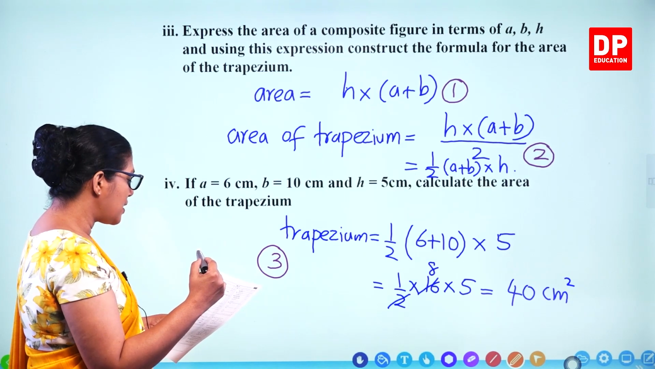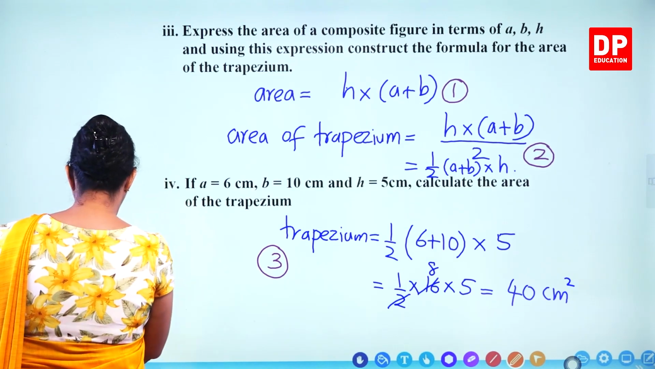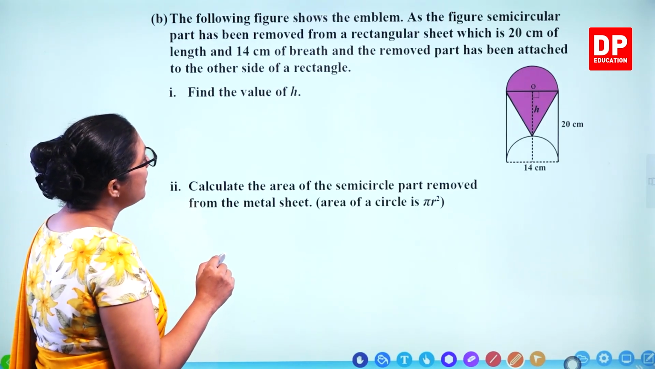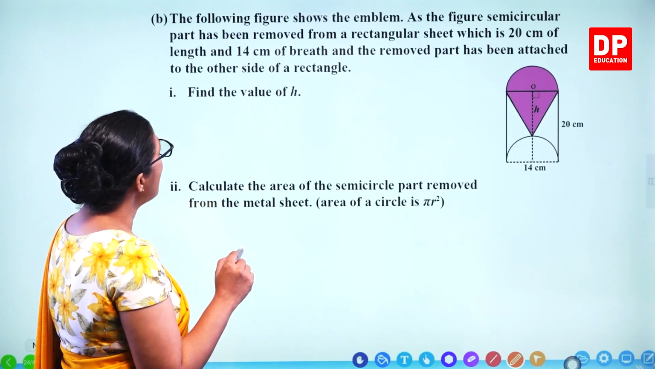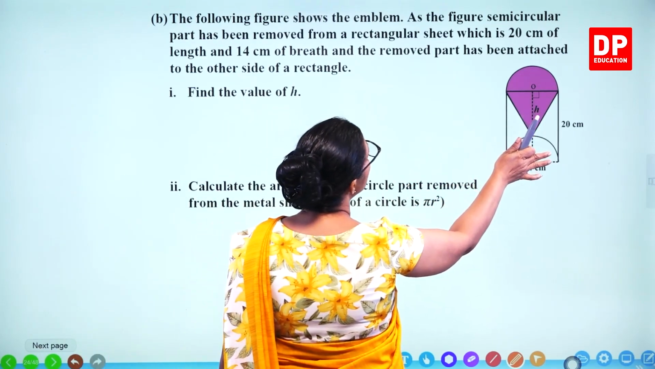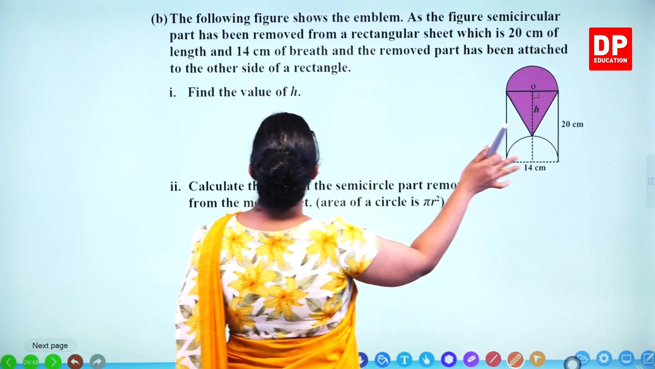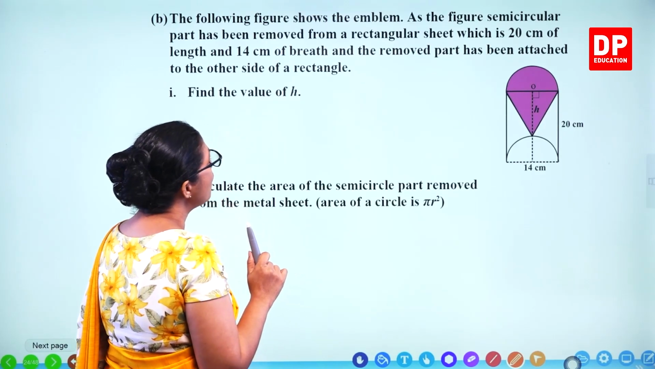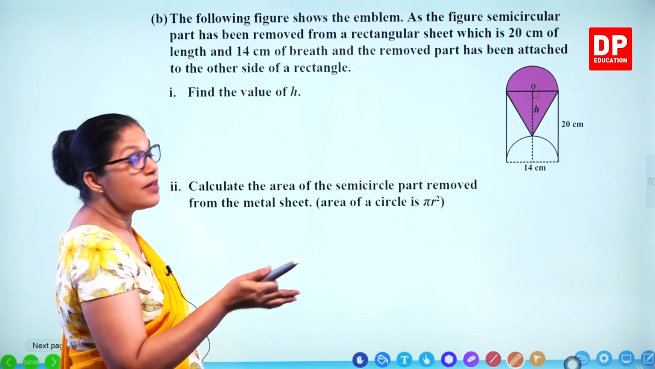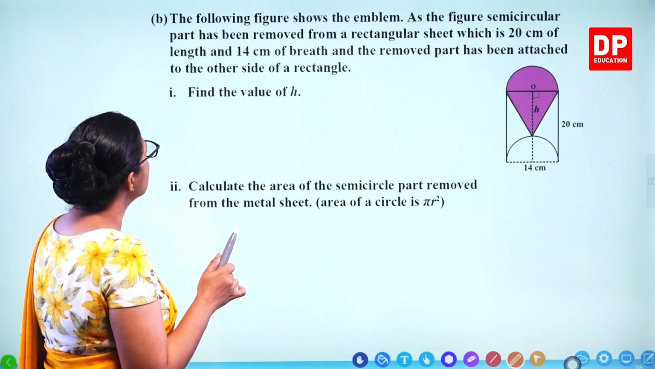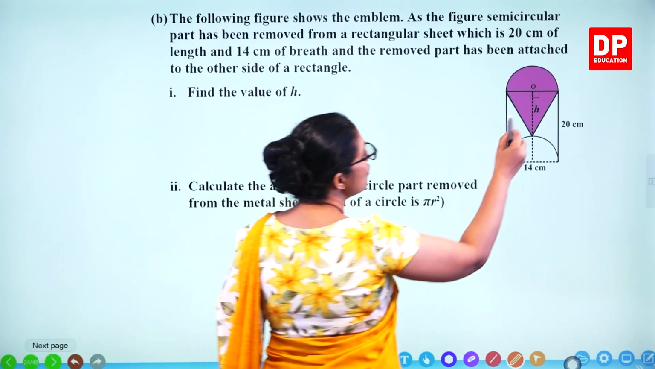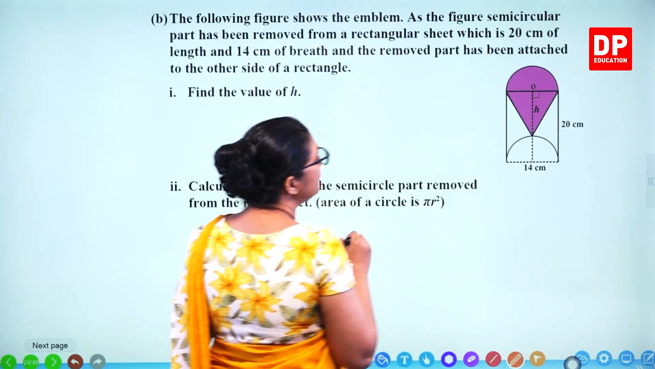Let's do part B. The following figure shows the emblem as the figure. A semicircular part has been removed from a rectangular sheet which is 20 centimeters of length and 14 centimeters of breadth, and the removed part has been attached to the other side of the rectangle, moved upwards. Find the value of H. So you are asked to find out this value.